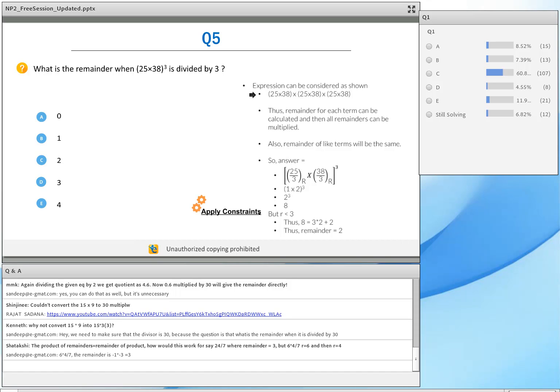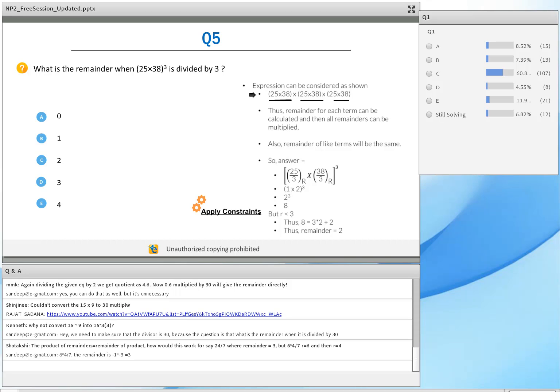So the remainder of each term can be calculated. If you consider each of these to be a single term, you can figure out the remainder of each of these and they can be multiplied. Now, considering that these three are identical, which means they'll have the same remainder, we can also do something like this. We can do 25 by 3 multiplied by 38 by 3 and do a cube of this.